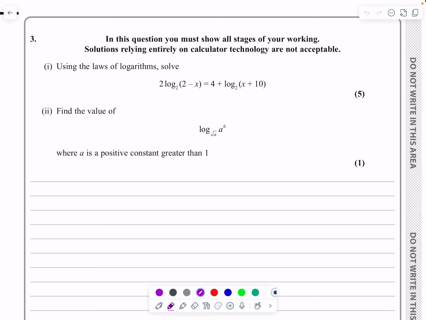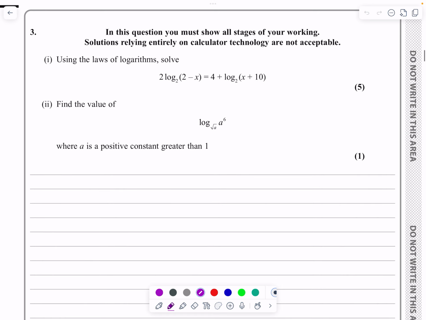Okay, this is the P2 paper from June 2024. It's question number 3, and this is an exponentials and logarithms question. We're going to be looking at the laws of logarithms. We're going to look at solving equations using logarithms. Let's jump straight into part 1, and it says, use laws of logarithms to solve this equation here.